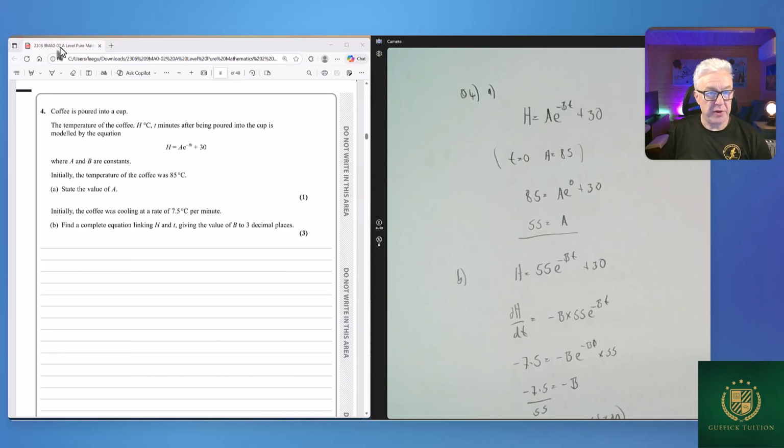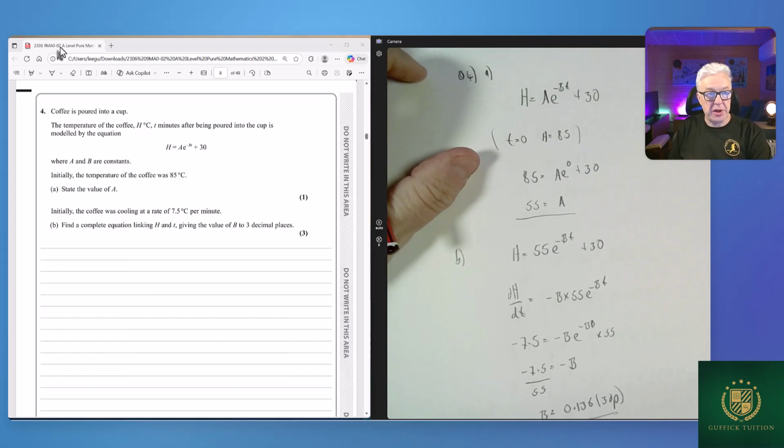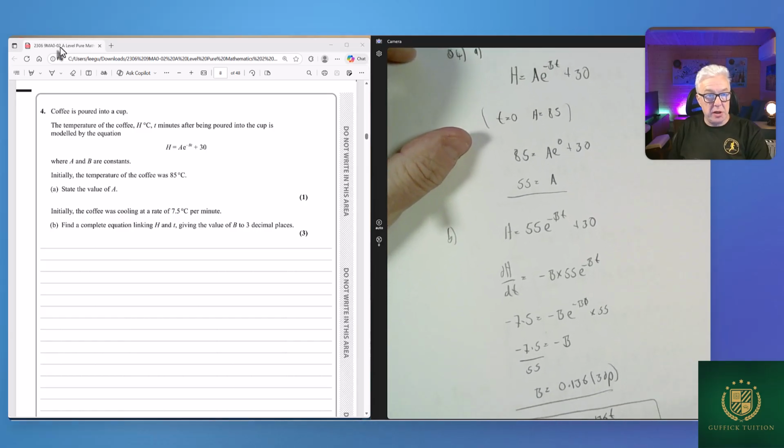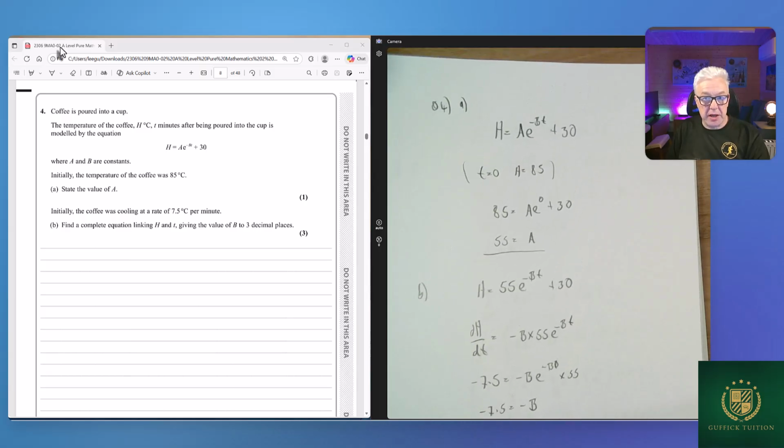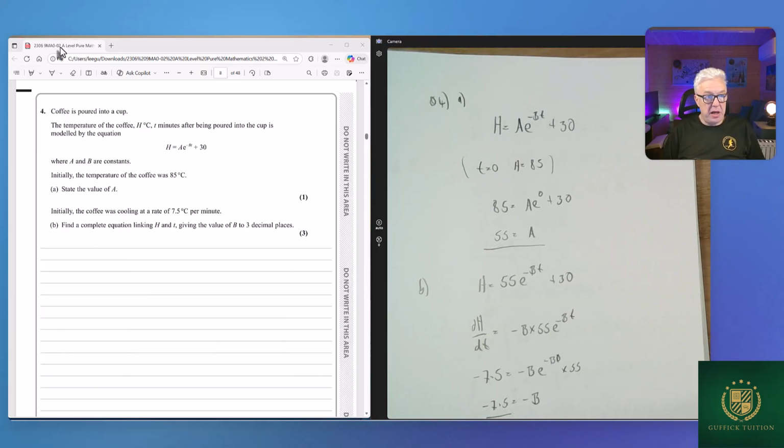The temperature of the coffee, h°C, t minutes after being poured into the cup is modelled by the equation h is equal to a e to the minus bt plus 30, where a and b are constants. Initially, the temperature of the coffee was 85 degrees C. State the value of a.